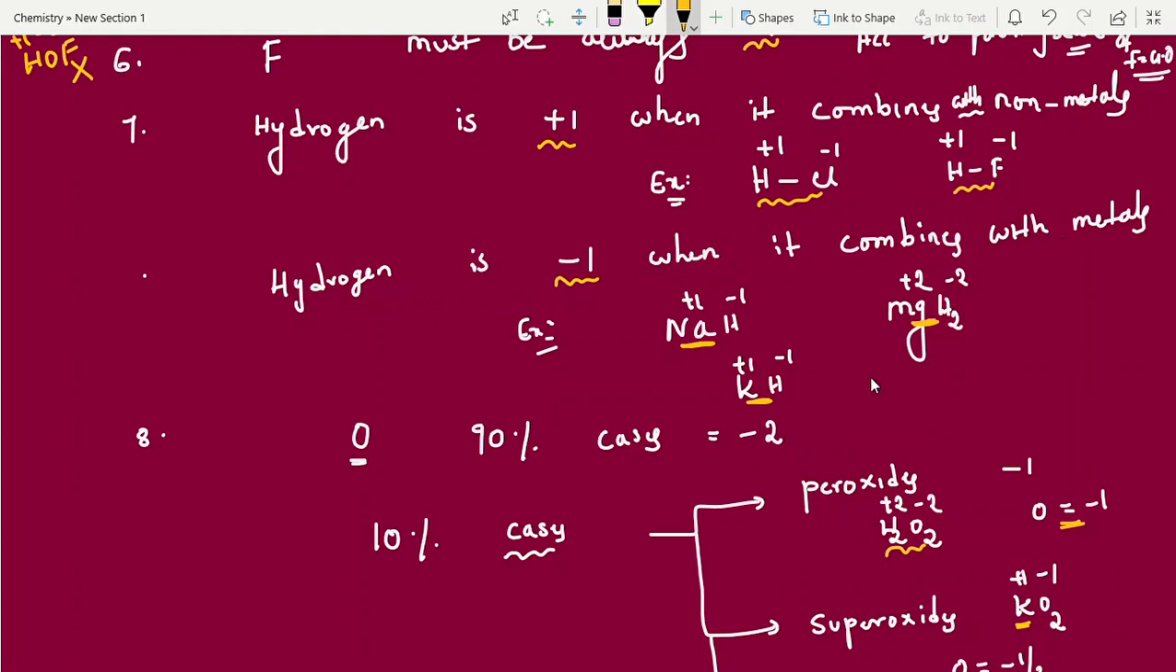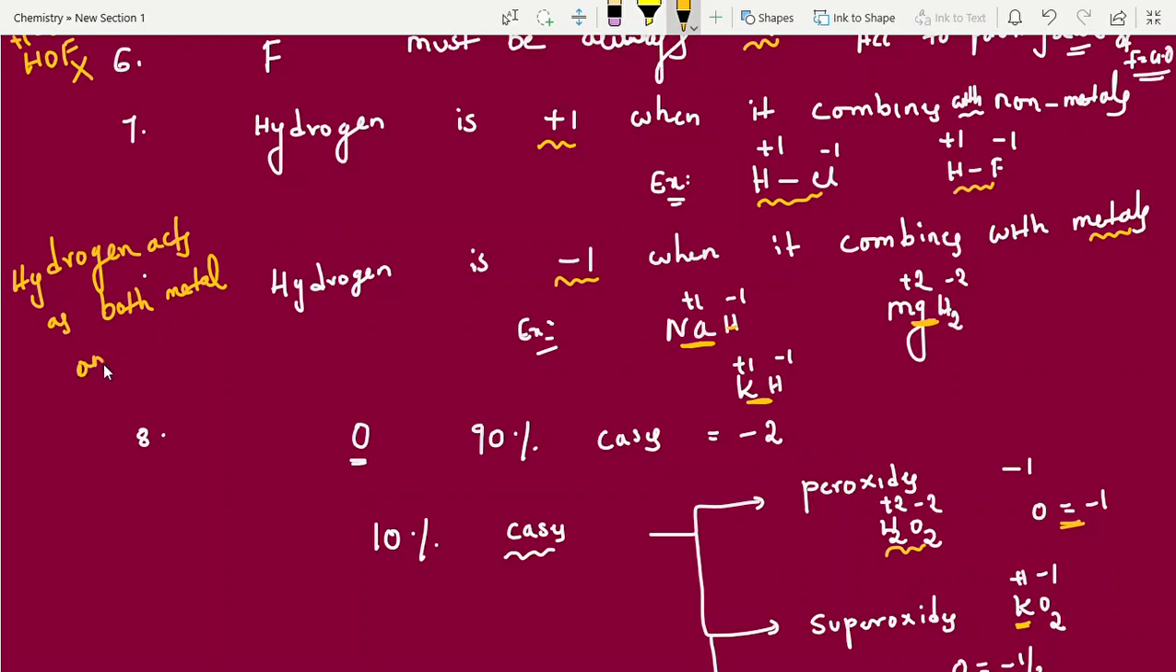Please make a note, students. Hydrogen combines with the metals. With metals it is definitely -1. A metal never shows a negative oxidation state, so definitely hydrogen takes that charge, -1. A metal is ready to lose electrons, right? So whenever hydrogen combines with metals, it shows the -1 oxidation state. That's why hydrogen acts as both metal and non-metal. When it reacts with non-metals, it acts as a metal.